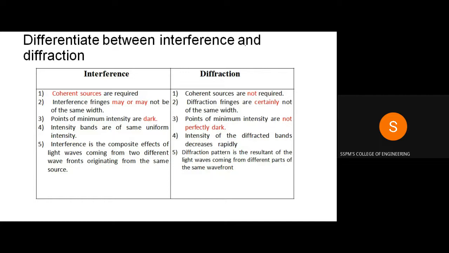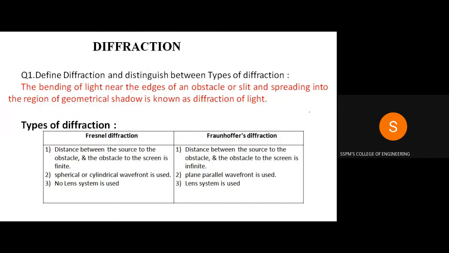Next, which are the three parameters that differentiate between Fresnel's diffraction and Fraunhofer diffraction? Basically, no lens system is used in Fresnel's diffraction, while Fraunhofer diffraction uses a lens system. Fresnel's diffraction uses spherical or cylindrical wavefront, whereas Fraunhofer's diffraction is observed with plane parallel wavefront. And the major theme: the distance between source and obstacle and between obstacle and screen is finite in Fresnel's case, and infinite in case of Fraunhofer's diffraction.